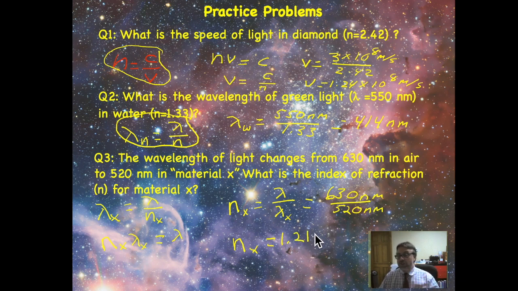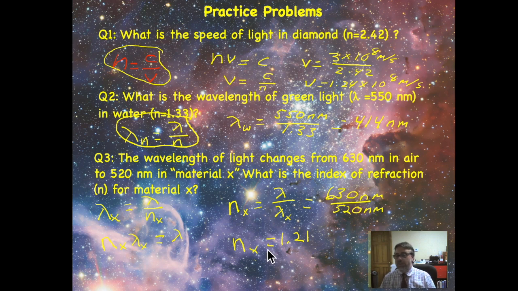Now, this is a good place to check your work. Remember that the index of refraction must always be larger than or equal to 1 because the velocity must always slow down in a material. Here I get my index of refraction is 1.21. That is larger than 1. That means that the speed of light is slower in material X, so that makes sense. So that gives me confidence that I put my wavelengths in the right place.